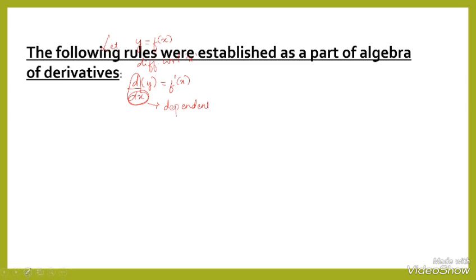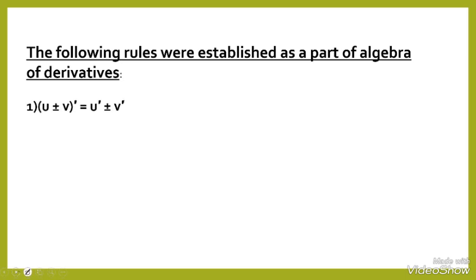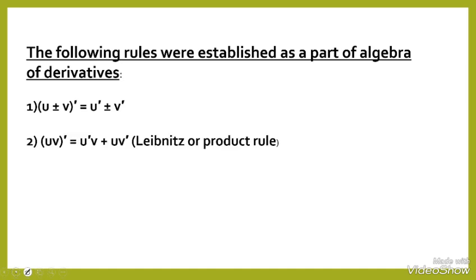There are some rules. The following rules were established as part of the algebra of derivatives. The first one is u plus or minus v whole dash is equal to u dash plus or minus v dash. The second formula is the product rule, and the next one is the quotient rule. These are the basic rules for finding derivatives.